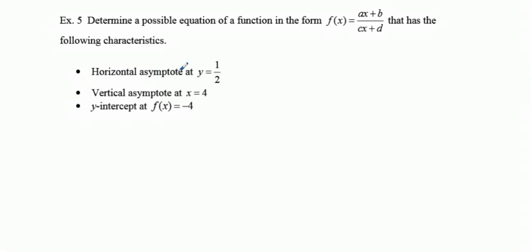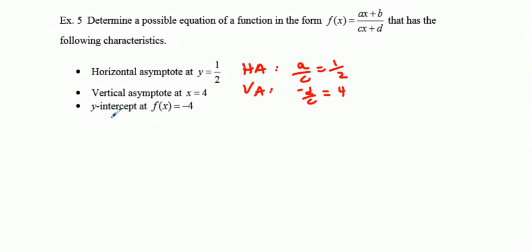So we're being told that the horizontal asymptote occurs at y equals a half. So you know the horizontal asymptote is a half, and the horizontal asymptote was the coefficient of the x's, as you recall. So a over c equals 1/2. The vertical asymptote, well, that's at x equals 4, and the vertical asymptote was minus d over c. So we have that minus d over c is equal to 4.